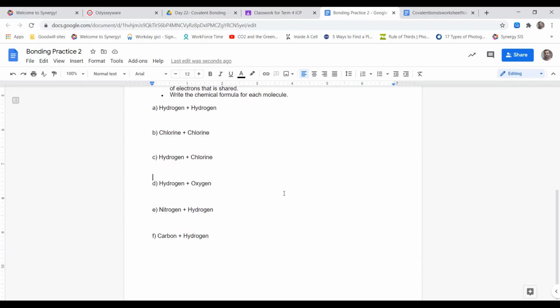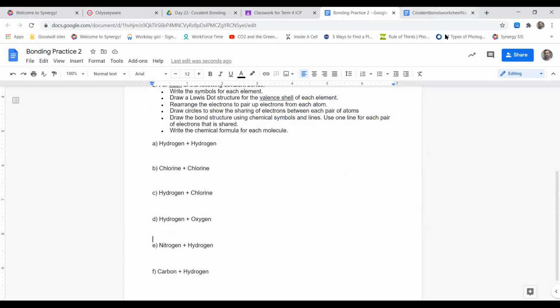Taking a quick look at this. What they did here is they gave the atoms, they didn't give you the numbers. So some of them might need more than 1 to become stable and happy. So look for those unpaired sides. Looking specifically at nitrogen and hydrogen. Remember, nitrogen has 5. That means it has 3 unpaired sides. So you're going to need at least 3 hydrogens to make that molecule happy.